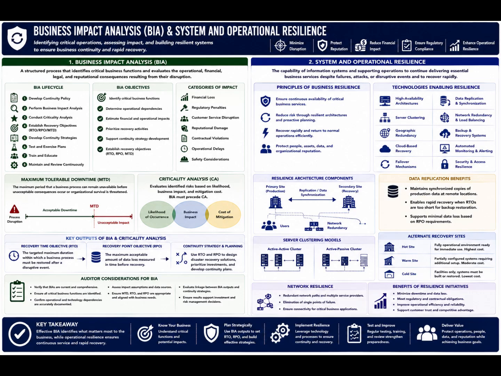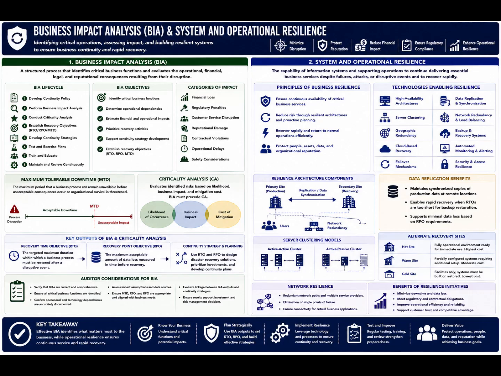Modern resilience strategies combine organizational processes with technical controls, including high availability architecture, server clustering, geographic redundancy, data replication, network redundancy, backup and recovery systems, cloud-based recovery environments, automated monitoring, and failover mechanisms. These technologies reduce downtime while maintaining critical business services during infrastructure failures.